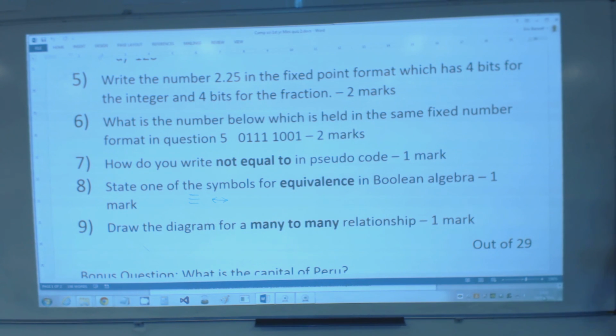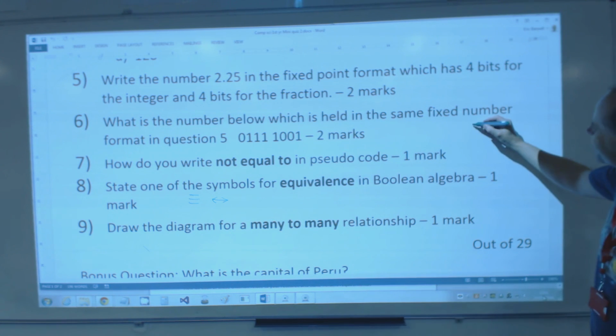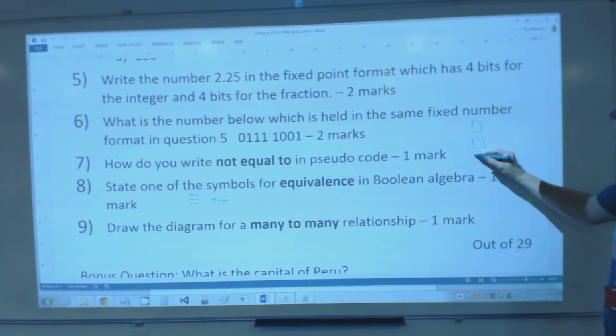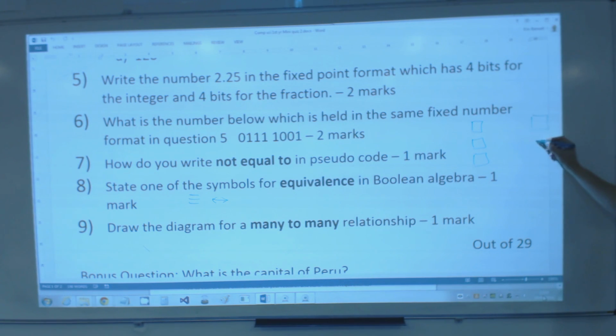And then, draw the diagram for a many-to-many relationship. Now, if I asked you to do this last year, you'd have created this diagram from that guide at the exam board. You'd have done this diagram, which is absolutely nuts. Okay? It's wrong. That was the diagram that was in the book, in the What You Need to Learn last year. That's one of the things they've updated on it. The diagram you should have created.